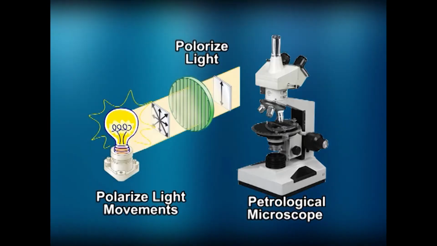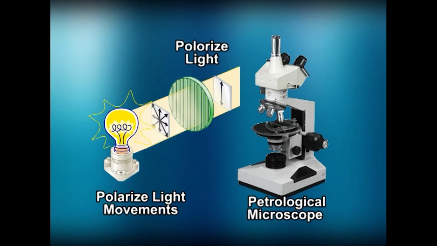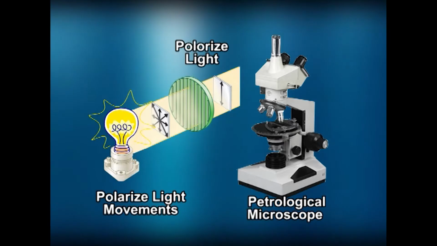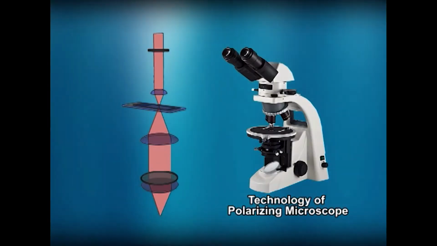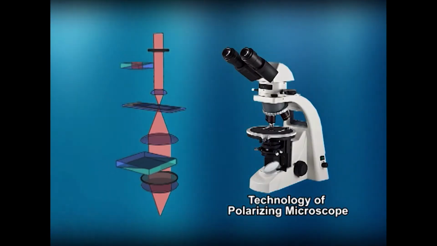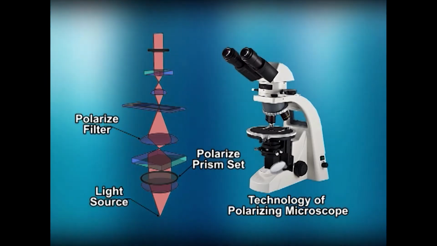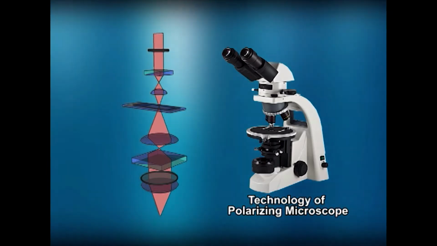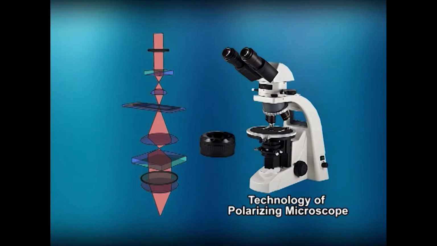Therefore, ordinary light has to be converted into polarized light before it can be used for the determination of optical properties. A fitting to a microscope that can convert ordinary light into polarized light is called the polarizing prism, and a petrological microscope is fitted with two such polarizing prisms and thus differs from an ordinary biological microscope which does not have any such fittings. Therefore, a petrological microscope is often called a polarizing microscope.